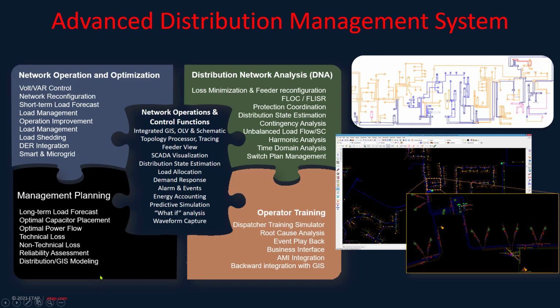And over on the right-hand side, finally, is the operator training, right, or EOTS. And that is, once you have an ETAP model, you could do software in the loop, and then you could train dispatchers. You could use the model for root cause analysis, for event playback. You could use it as business interface, AMI integration, and also backwards integration with GIS. All of this is put together. At the core is the network operation and control function. So the ability of visualizing all of this information, not just in GIS, but also as a logical view.